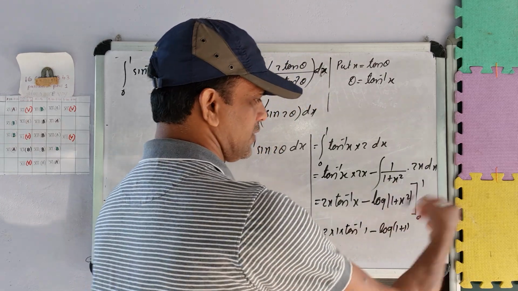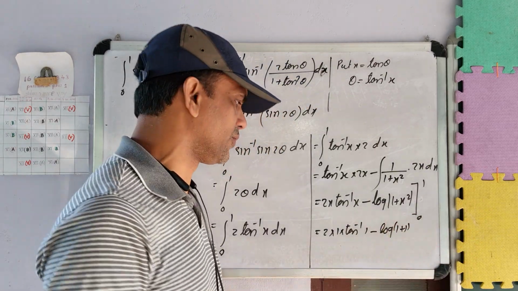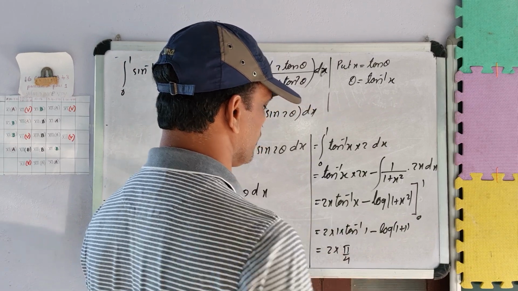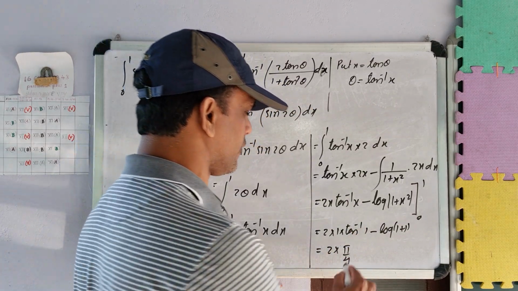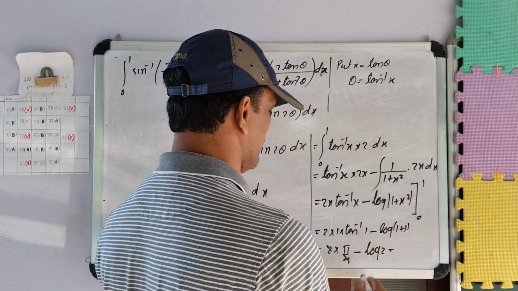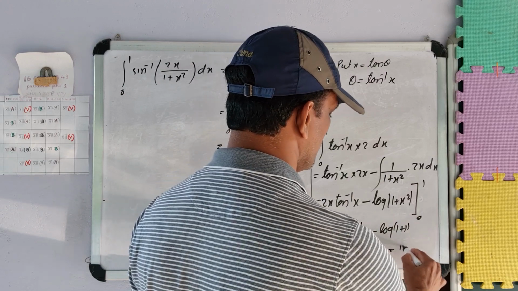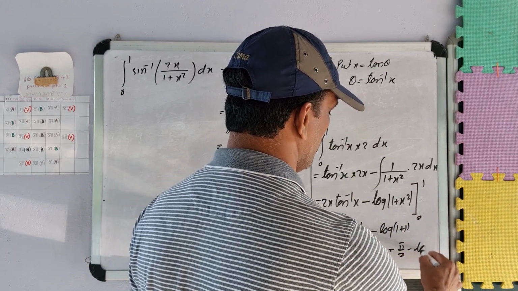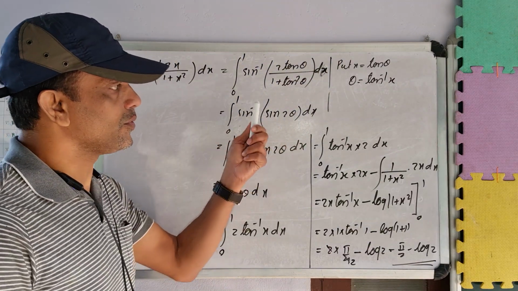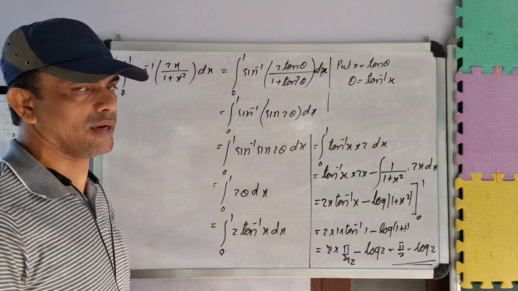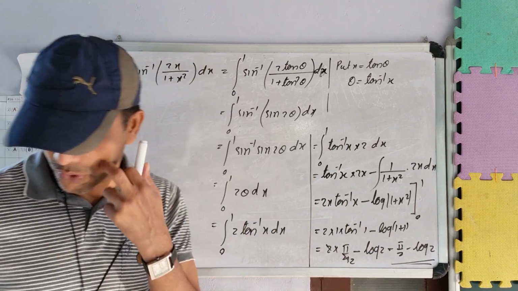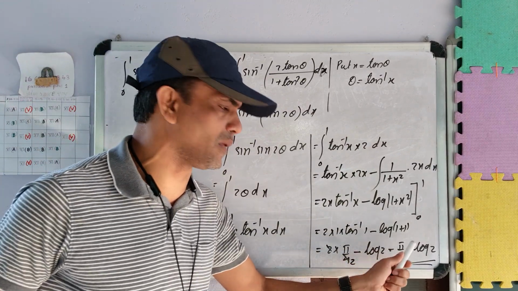Minus 0. When you apply 0, it will become 0. So it's 2 times pi over 4, because tan inverse 1 is pi over 4, minus log 2. I can cancel, and it is pi over 2 minus log 2. So in this way you can evaluate this definite integral, and the value is pi by 2 minus log 2. Keep in mind the value is pi by 2 minus log 2.